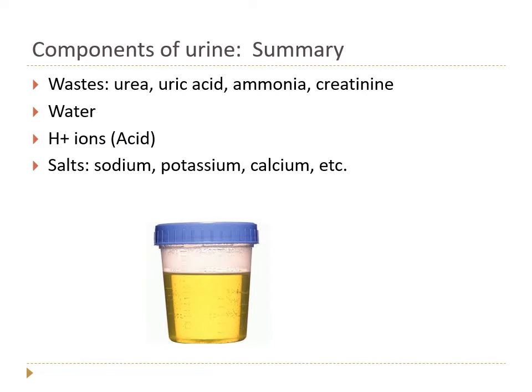So overall, our urine is water with a bunch of wastes in it, such as urea, uric acid, ammonia, and creatinine. It also will have more or fewer hydrogen ions in it, depending on what's happening with our blood pH, as well as salts or electrolytes, such as sodium, potassium, and calcium, depending on what those levels are like in our body.